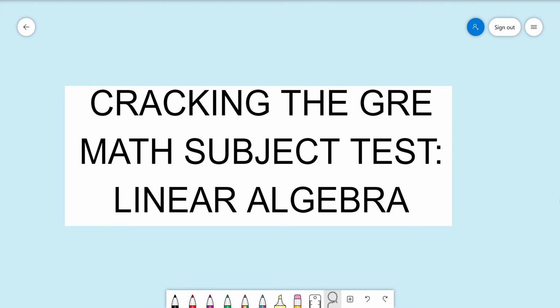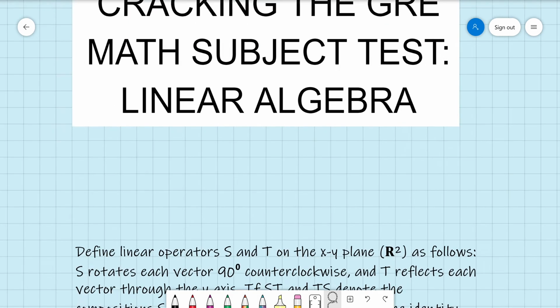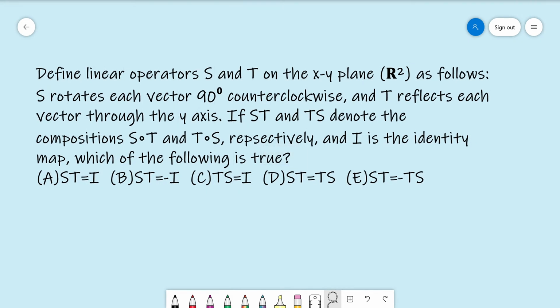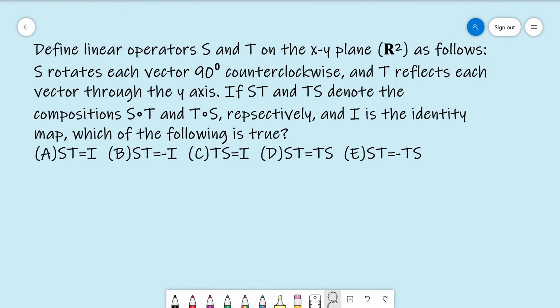Now we're on question number 16. This question is, I'd say, about a medium difficulty. We're given two linear operators, S and T, and we're told that S rotates each vector 90 degrees counterclockwise and T reflects each vector through the y-axis.